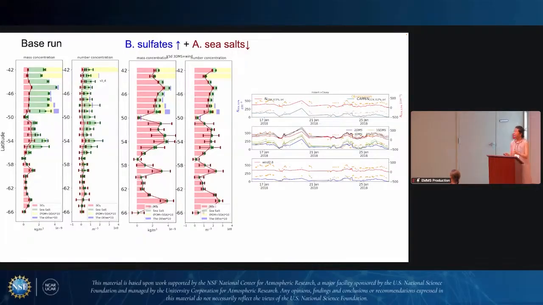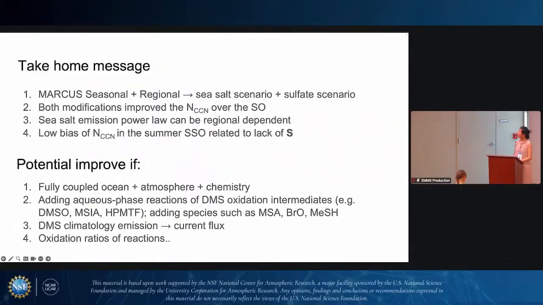Take-home message here: this field campaign's measurements of aerosol, radiation, and clouds over the Southern Ocean cover a longer time duration and a larger area, which provides a great dataset to look at not only the sea salt scenario but also the sulfate scenario, at different times over different regions. Both modifications improve the CCN over the Southern Ocean. And the take-home message of the two sensitivity tests would be that the sea salt emission power law can be regionally dependent.